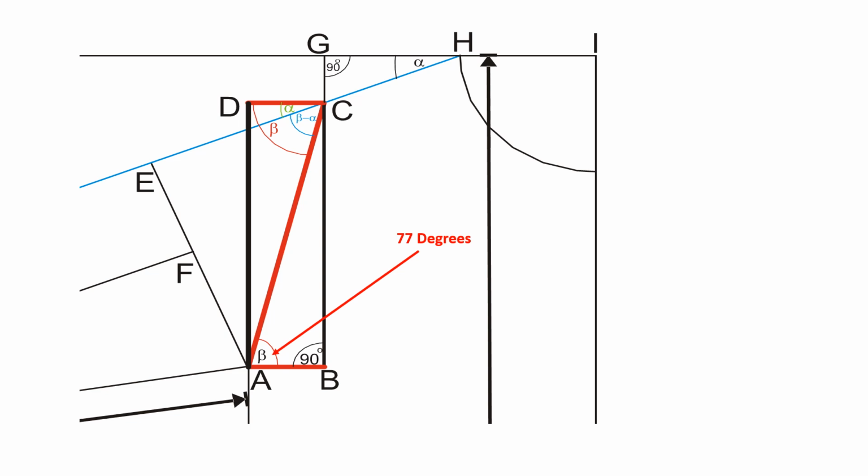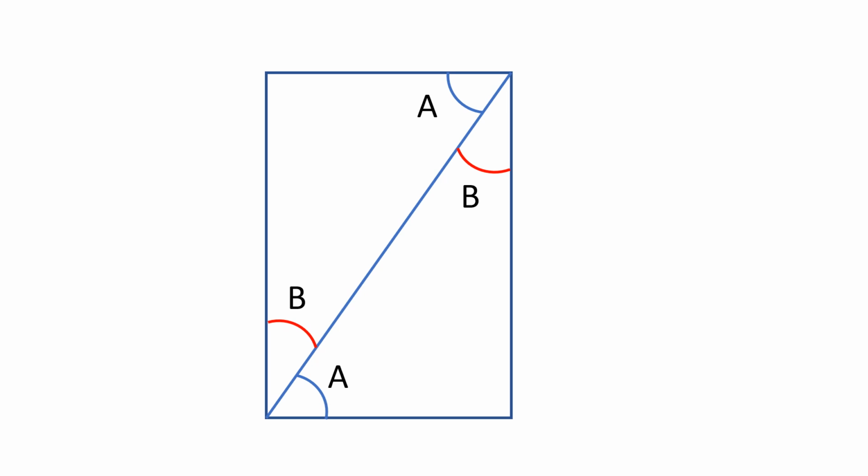Once we know the angle of the armhole, calculating the angle of the sleeve is child's play. If we divide a rectangle into two parts diagonally, as shown in the illustration, the angles between CAB and DCA are always equal to each other.